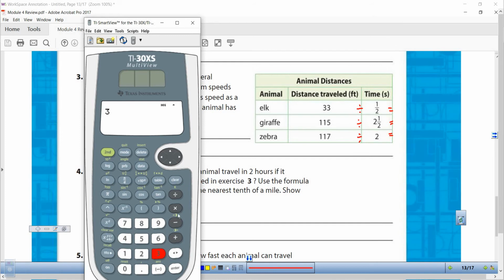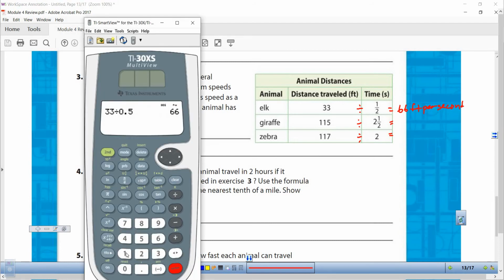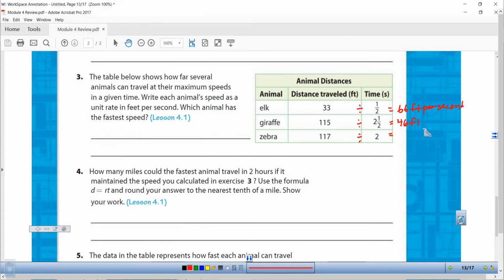I'm going to do 33 divided by 1/2. Of course, 1/2 is the same as 0.5. 33 divided by 0.5 is 66. That shouldn't surprise us because dividing by half is the same as multiplying by 2. So 66 feet per second. All right. Now I'm going to go back to my calculator and do the giraffe: 115 divided by 2.5. And for that one, I'm going to get 46 feet per second.